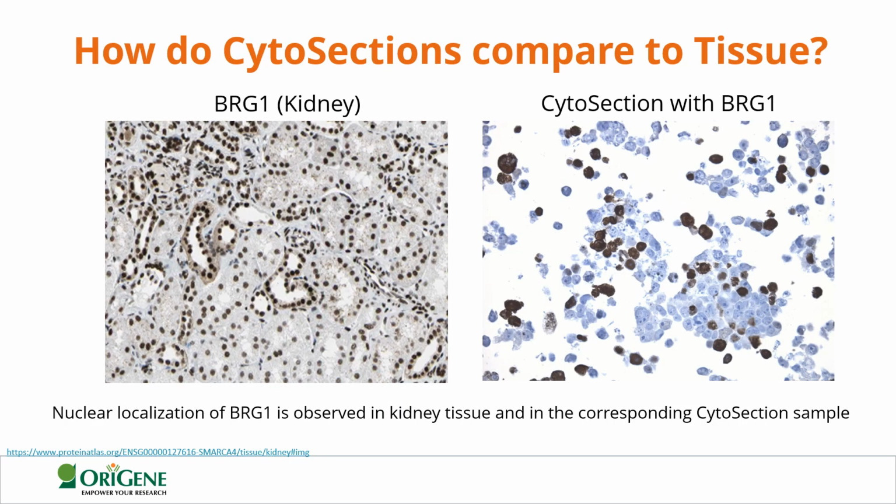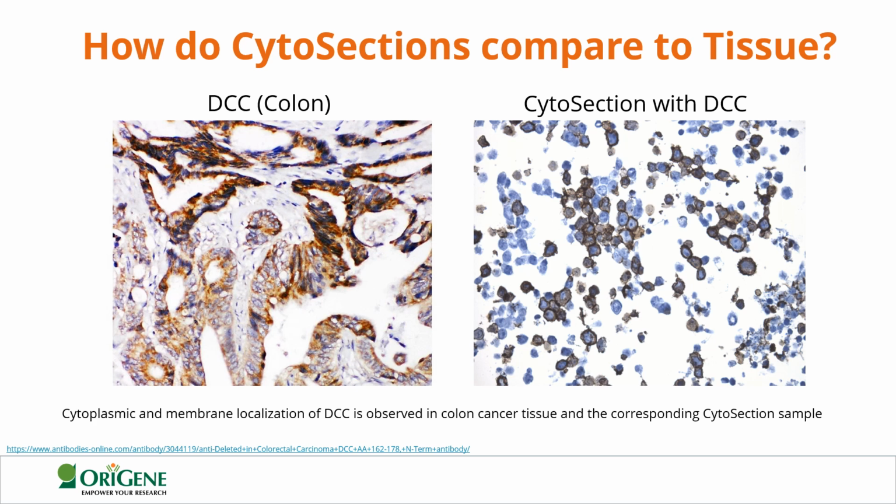How does localization of the target in CytoSections compare to tissue? On the left is BRG1 expressed in kidney tissue. It's localized to the nucleus. And on the right is an example of BRG1 expressed in CytoSections, also showing nuclear localization. This is an example with colon tissue showing that the DCC protein is found in both the cytoplasm and membrane, which is also observed in the CytoSection sample.